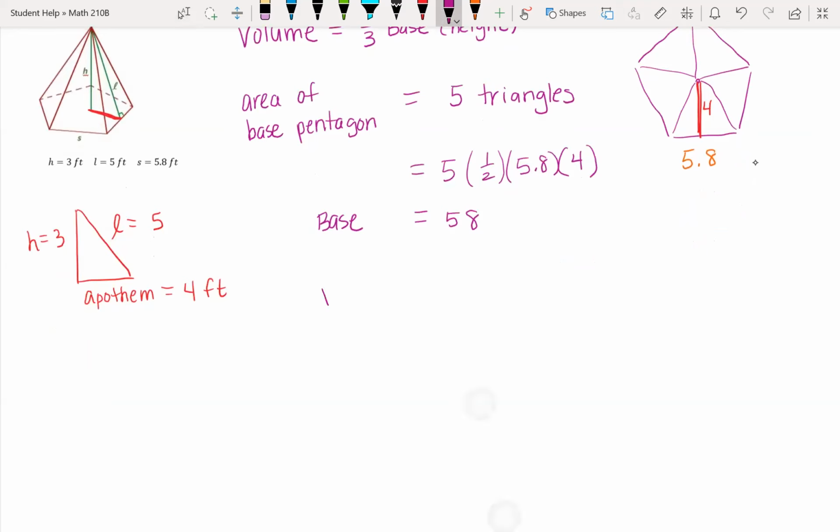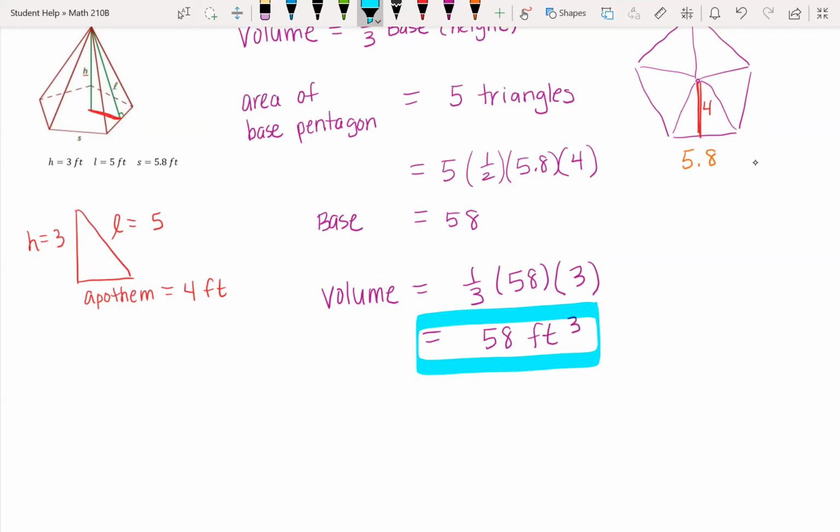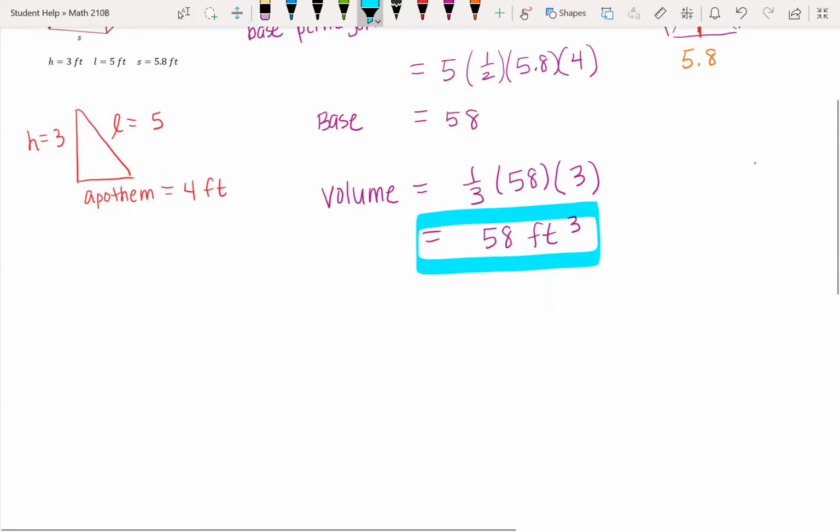Now we can calculate the volume, which is 1/3 the area of the base, which is 58, times the height of the pyramid, which is 3. So I'm getting 58 feet cubed. Now it looks a little bit weird that the area of the base and the volume are the same, but the base is in square units and the volume is in cubic units. They're different measuring systems, right? All right, and then let's figure out the surface area.